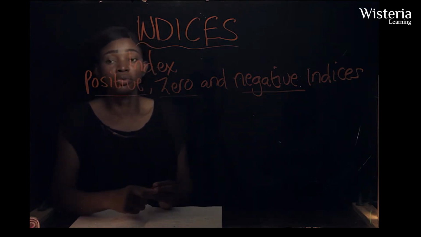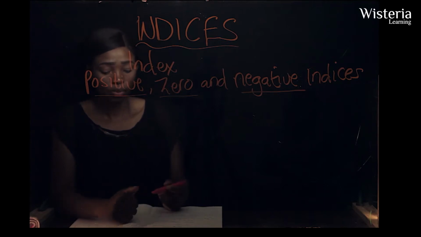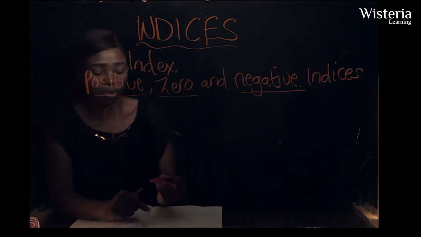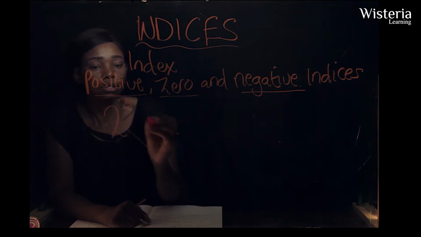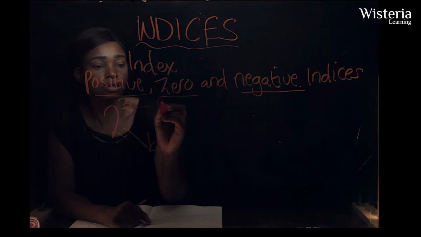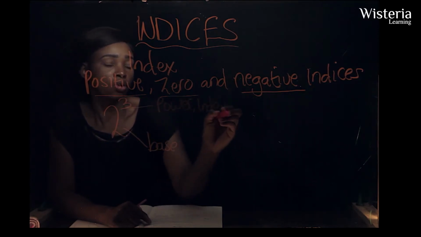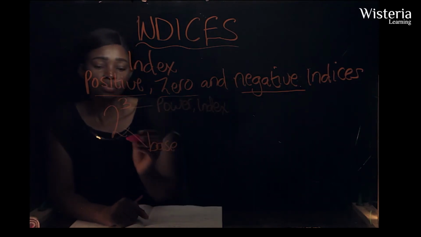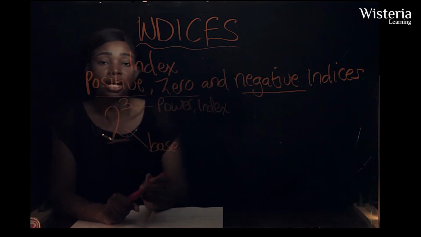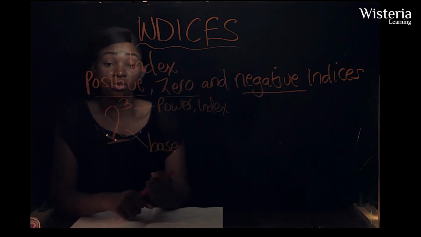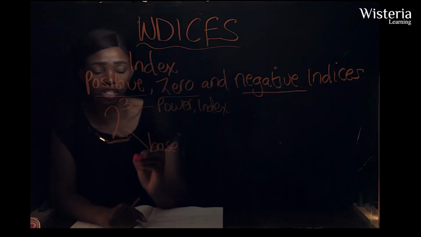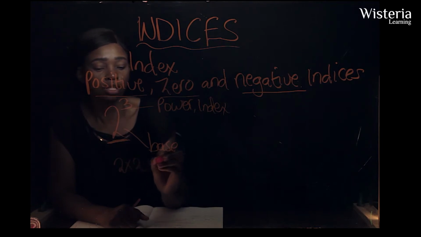So what do we mean when we say positive indices? When we have a number 2 to the power 3, the 2 is called the base, then the 3 is called the power, or it can be called an exponent. So this base is the one we are going to multiply by the number of times indicated on the power. So 2 to the power 3 means 2 is being multiplied 3 times. If we were to expand this, it will be 2 times 2 times 2.